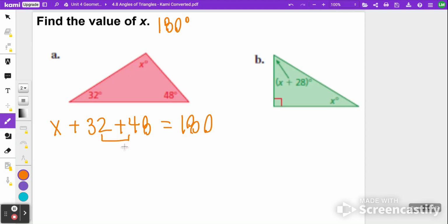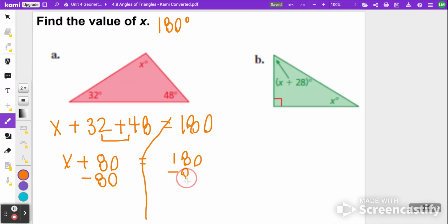First thing I want to do is combine any like terms, which is my 32 and my 48, because they're both constants. So 32 plus 48 is 80. So now I'm going to have x plus 80 is equal to 180. As we go back in time to chapter 2, when we talked about solving equations, we're going to undo the opposite operation. So instead of plus 80, I'm going to minus 80 from both sides, giving me x being 100 degrees.